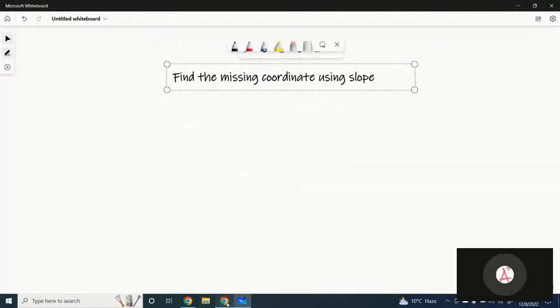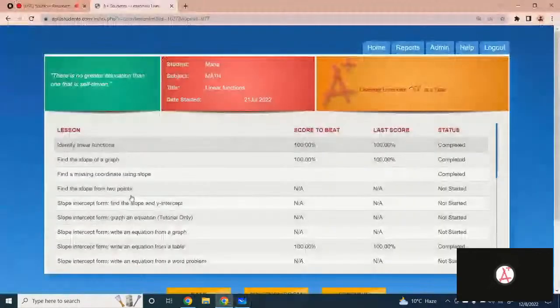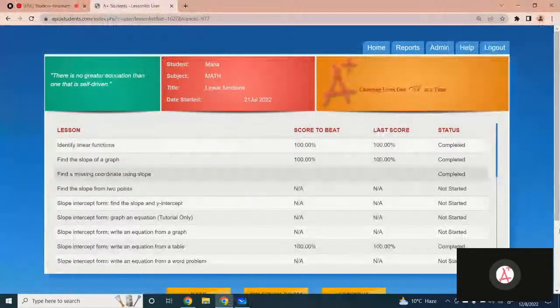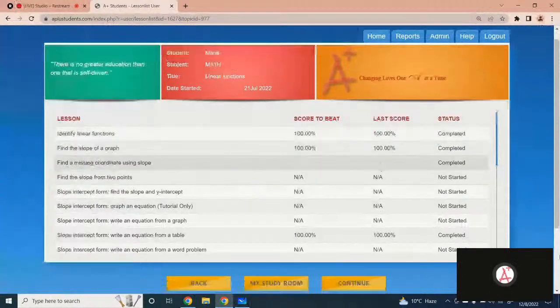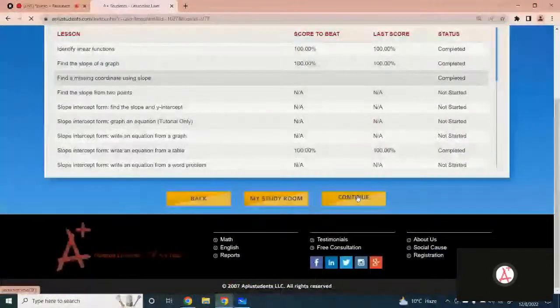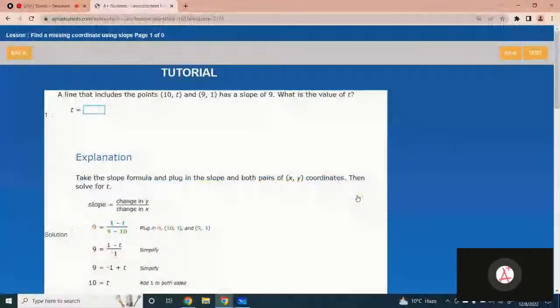So you're given a slope and a coordinate. You have to find the second coordinate. Here I'm on grade 9 maths. The chapter name is linear functions and the lesson name is find a missing coordinate using slope. Click on the continue button and here I am on the tutorial. Let's start with the first question.